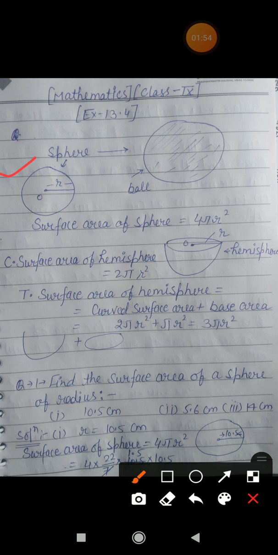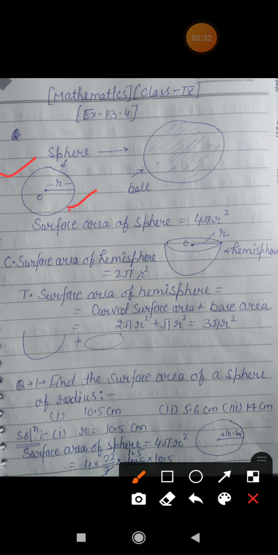So these are the shapes with so many dimensions. A cylinder has two dimensions, two measurements, radius and height. But a cone has three dimensions: radius, height and slant height. And after that we have to discuss only the one-dimension shape, that is known as a sphere. So in the sphere you have only one dimension, that is the radius. Clear? So now you know about the sphere.